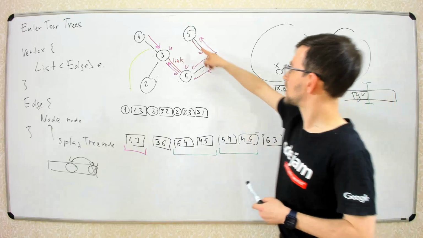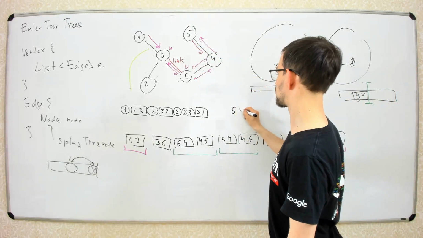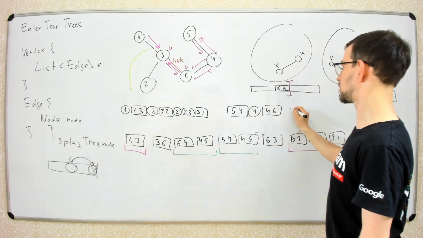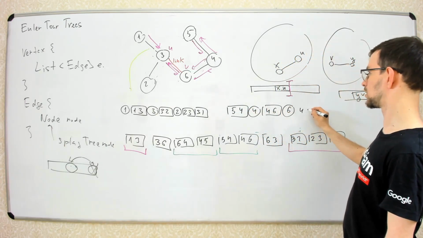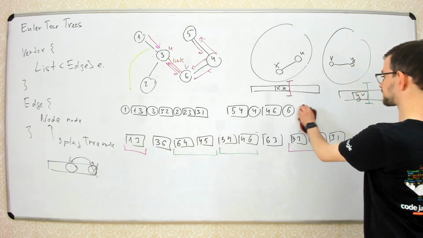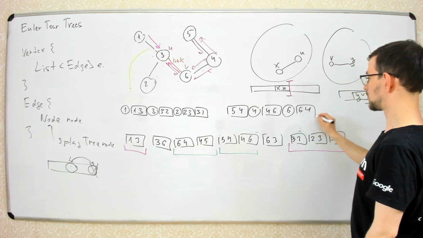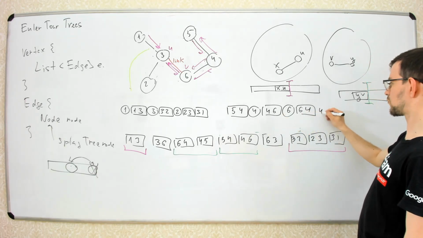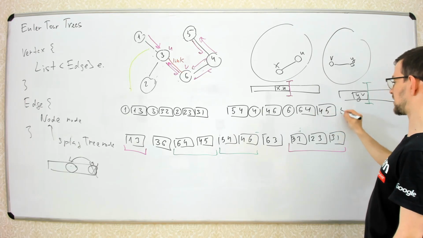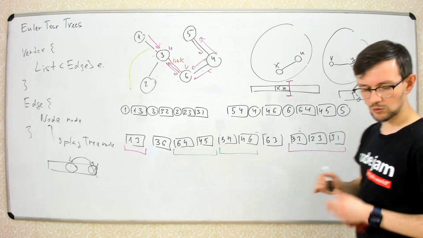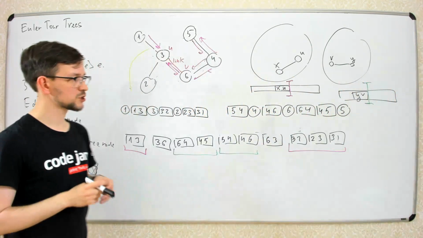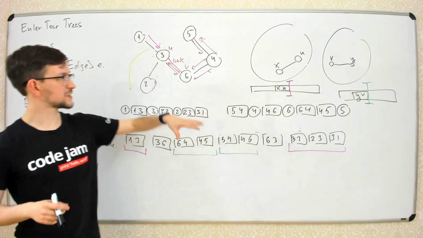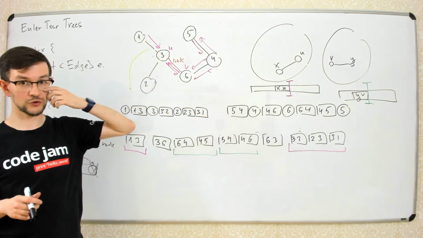Let's say we start from node 5. Let's go to 5, 4. Then we have 4. Then 4, 6. Then we have 6. Then go back, like this. And then 4, 5. We already have 4. And for example, in the end, we have 5, because why not? We want to maintain any position of the node. So again, these two lists represent the Euler tours of these two trees.